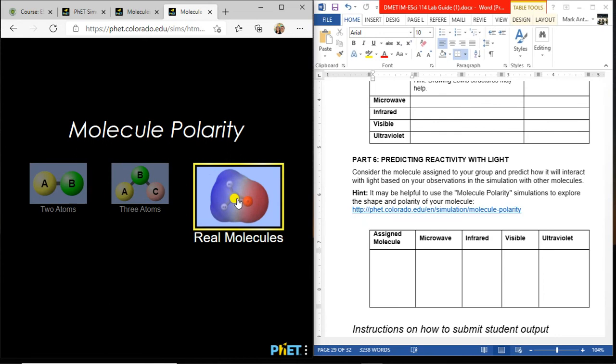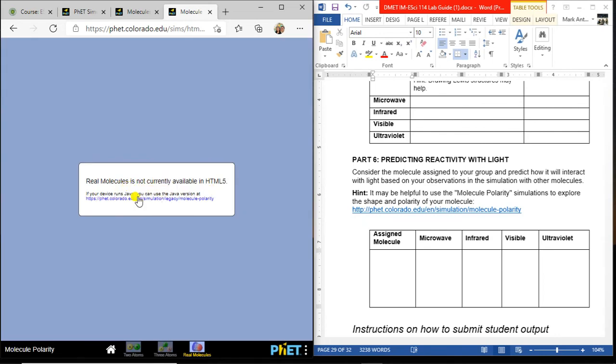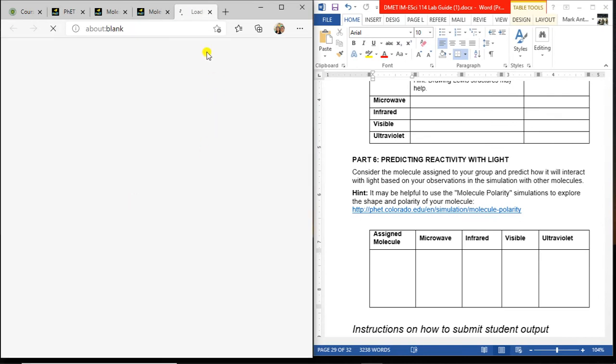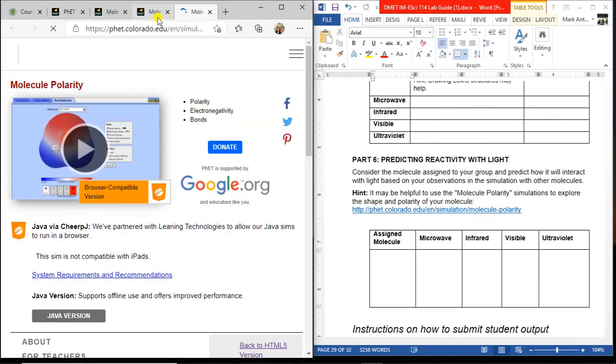However, the real molecules option is not currently available in HTML. The first simulations ran through an HTML program, but this one requires Java. So you can click this. If your device runs Java, your laptop or PC needs Java. Once you click, you will be redirected to another simulation.